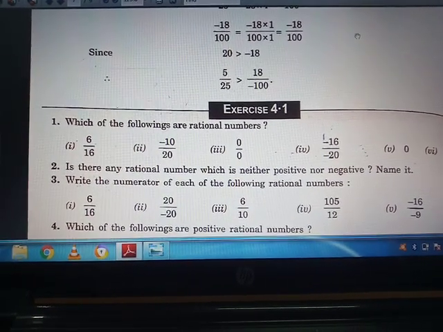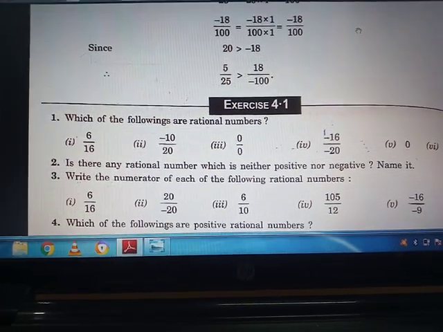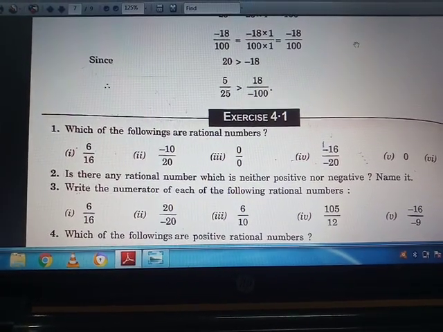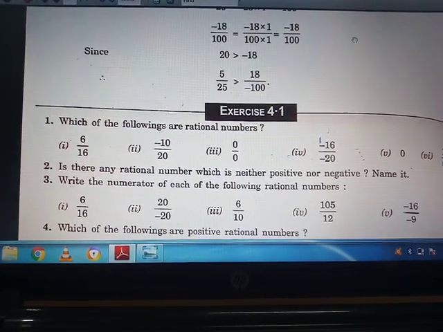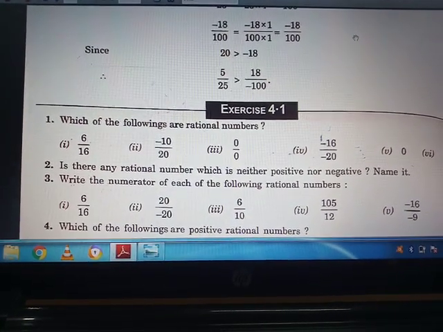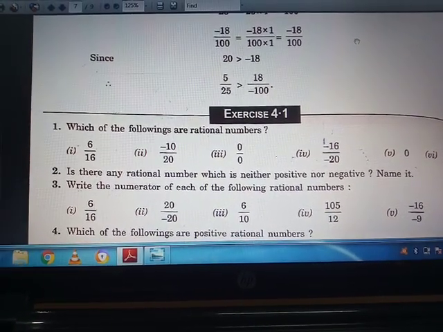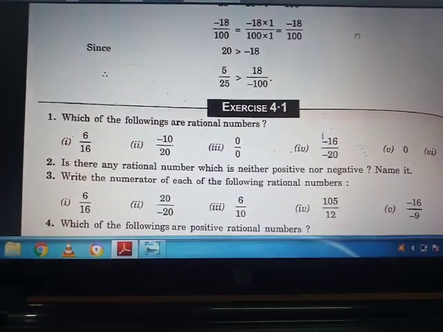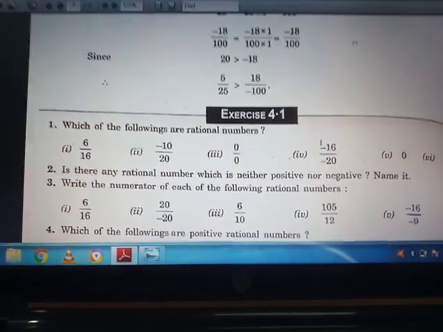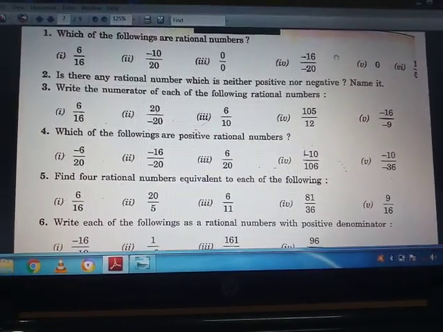Now question number 2, is there any rational number which is neither positive nor negative? It is asking in the question whether there can be any rational number which is neither positive nor negative. So only 0 can be such a number, which is neither positive nor negative. Okay, so its answer is 0.